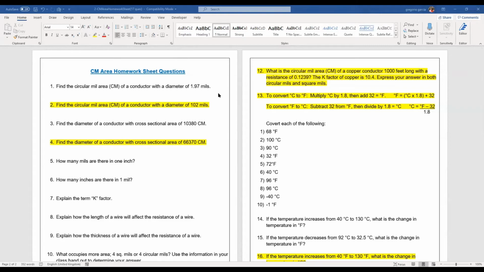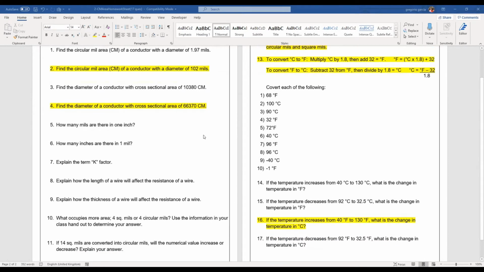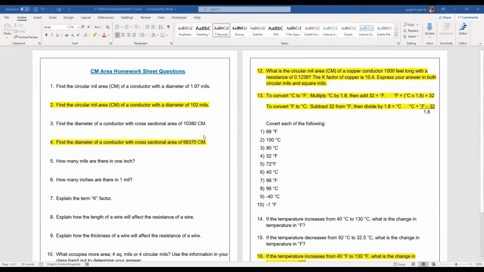Okay, guys, so let's continue. What we are going to do next is that we are going to be doing together a couple of problems, in order to get you started with this, and then we are going to be moving on to how temperature is going to be affecting the resistance in a conductor.